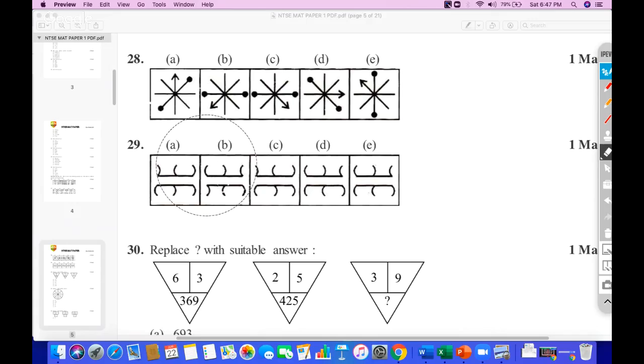Now let's go to question number 30. 6 square is 36 and 3 square is 9. Together it becomes 369. 2 square is 4 and 5 square is 25. So this becomes 425. So 3 square is 9 and 9 square is 81. So this becomes 981.